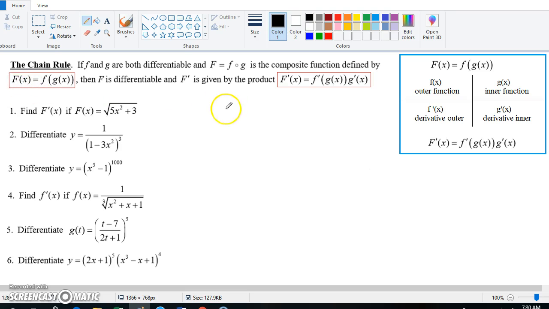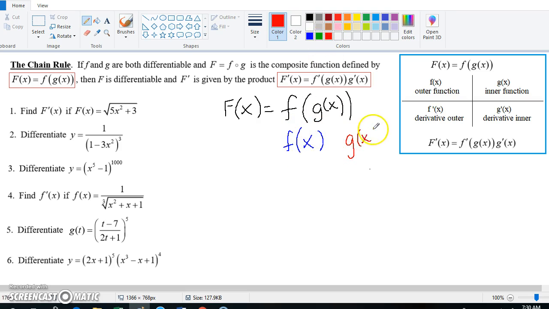So first of all, they've defined f of x as the composition of f of g of x. When I look at this, I see an outer function and an inner function. The outer function is f of x. The inner function is g of x. So I've made a little chart over here, and I'm just going to put in that chart what I'm identifying as the inner function, what I'm identifying as the outer function. We have to take the derivative of the outer function and the inner function.